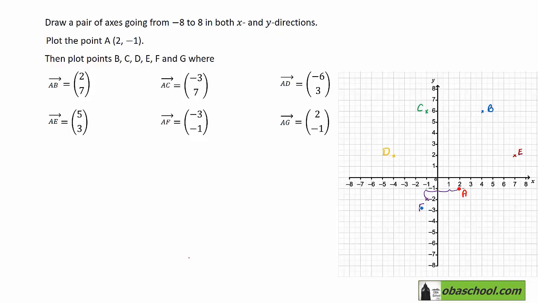And for our final vector, vector AG, it has the components 2 and -1. So you go back to our point A, and then we're going to have to count 2 units to the right and 1 unit down. So we drop down 1 unit, and that would be point G. So now we have plotted all 6 points on this system.